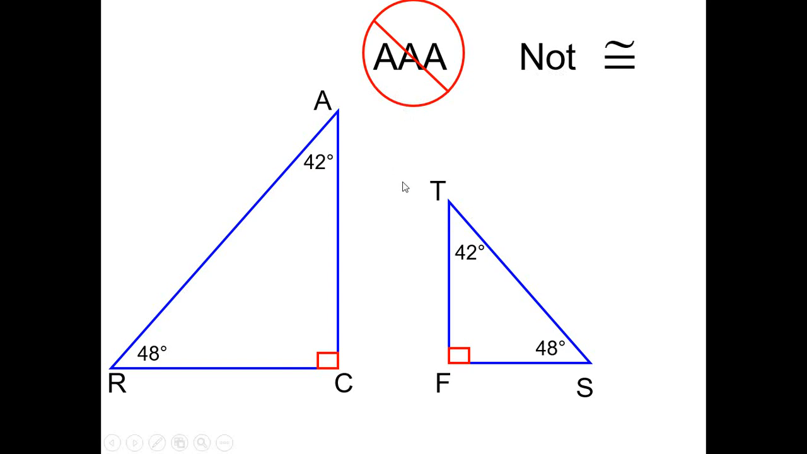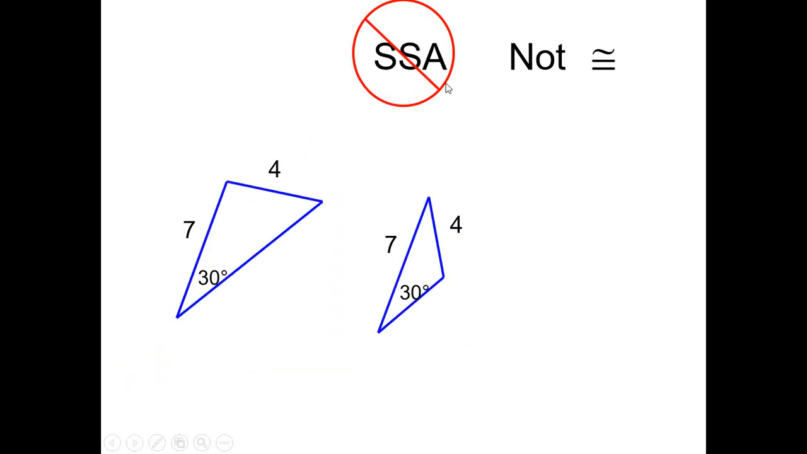Angle, angle, angle, and then the next one here, SSA, side, side, angle, okay? If you spell it backwards, then it spells a bad word. Can't ever forget it, okay? So SSA does not prove that two triangles are congruent. So that's the other bad one.